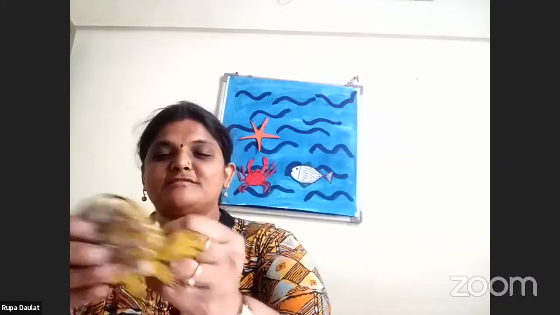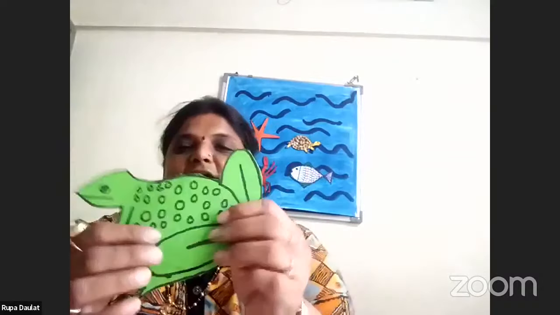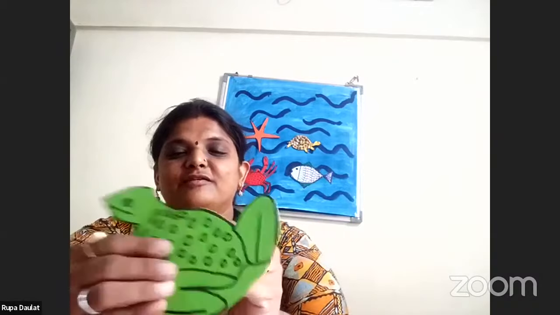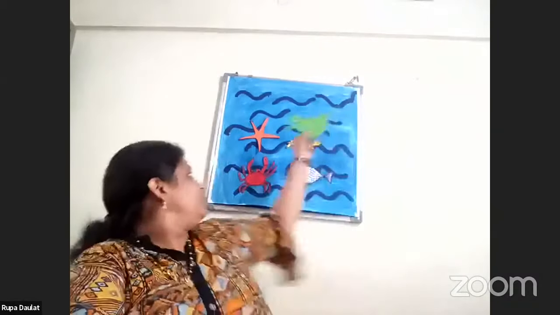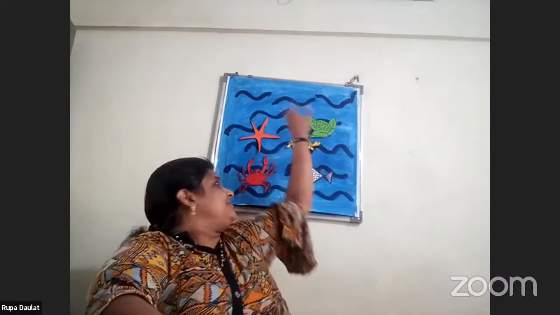Tortoise. Frog. Frog say? Say frog voice. Da-down, da-down. Lobster. Very good.